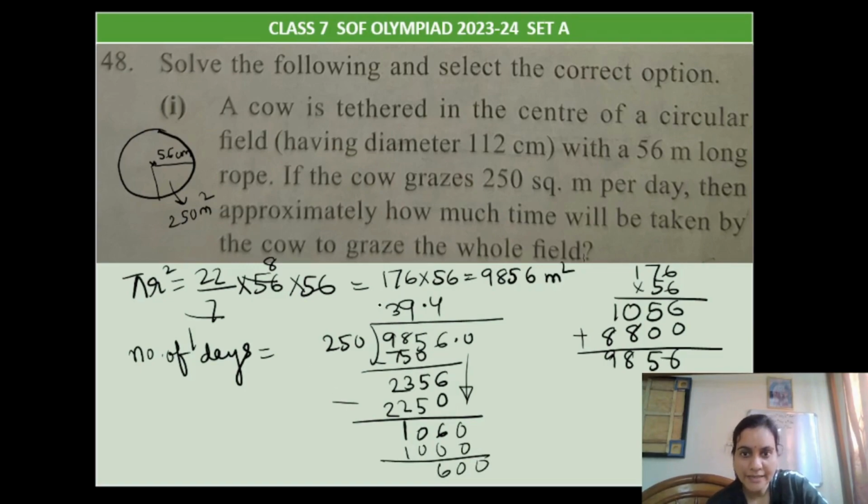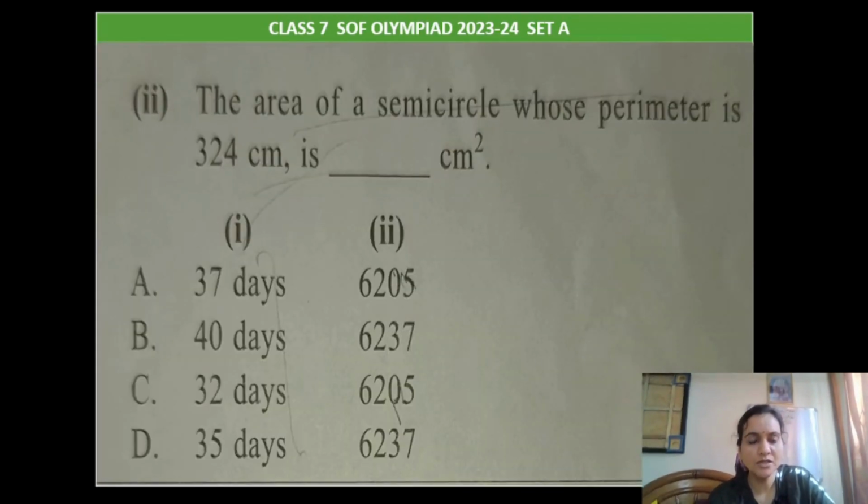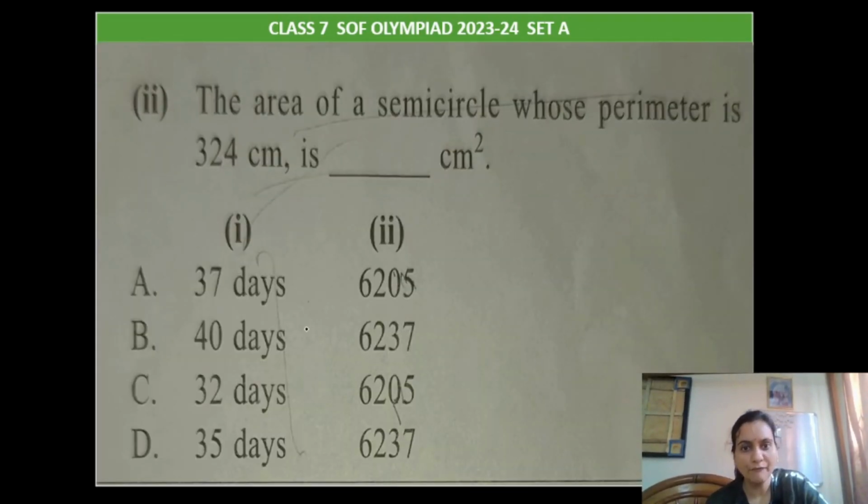So the cow is taking more than 39 days to graze the entire field. So the number of days, if we try to find out, is near about 40 days, right? The answer will be near about 40 days, because it is definitely more than 39, meaning 40 days also he will take to graze the entire field. So it is 40 days. So if you check, option B is the correct answer. You need not even try to find out the second bit. But since we are solving, I'll solve the entire question.